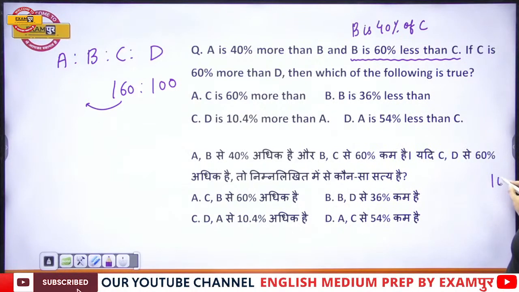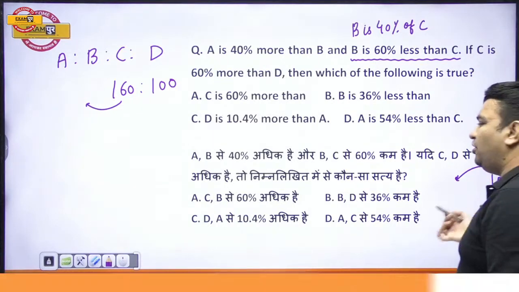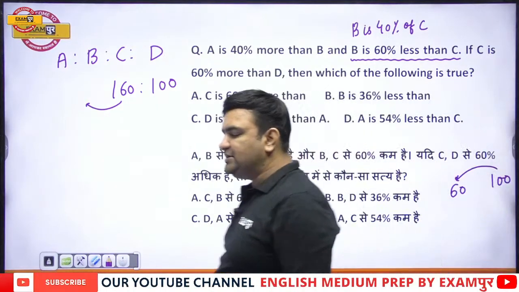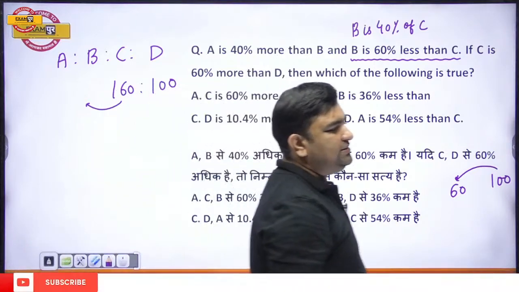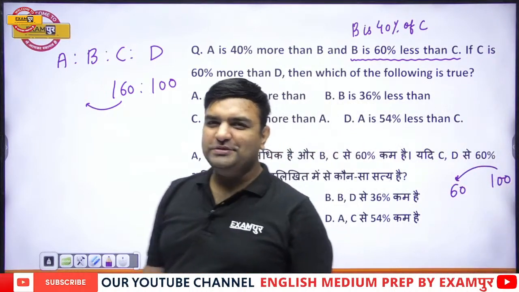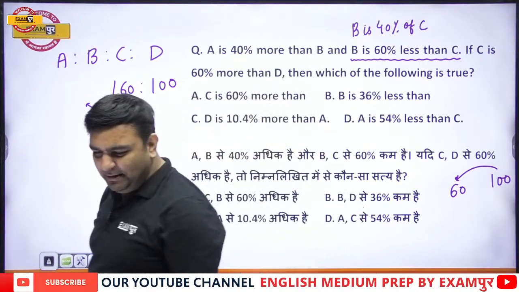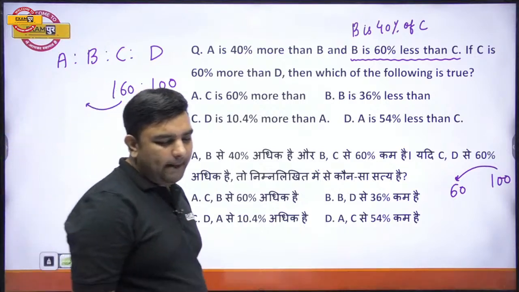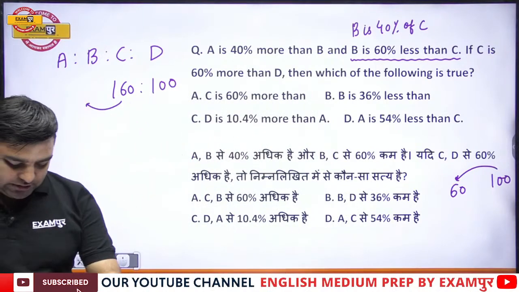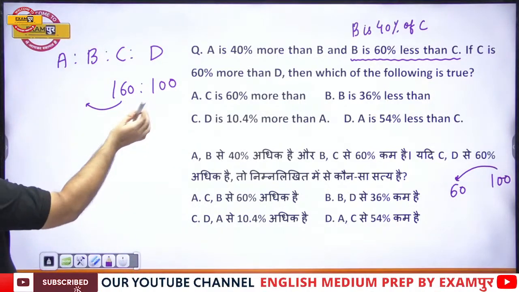If you got 100 marks and your cousin has got 60 marks, and you are saying he received 40% less than me, you can also say he received 60% of me. Is this point clear? If he received 40% less than me, then he received 60% of you. So B is 40% of C.